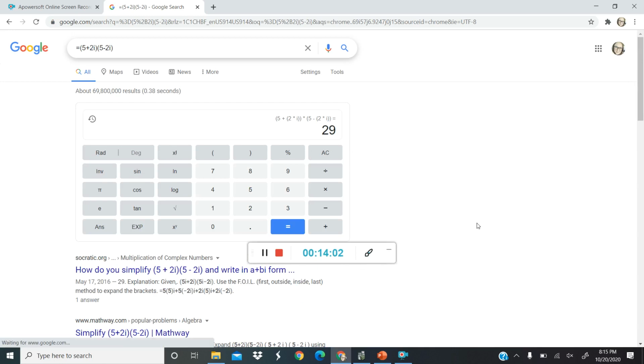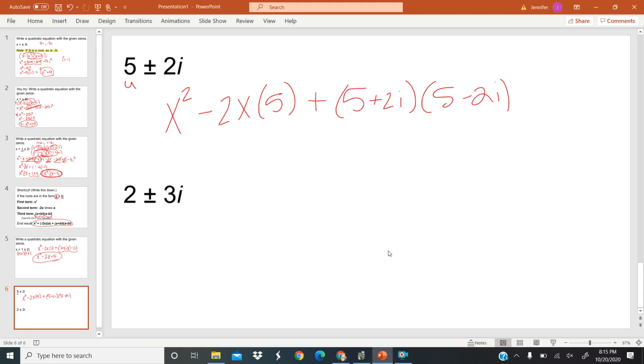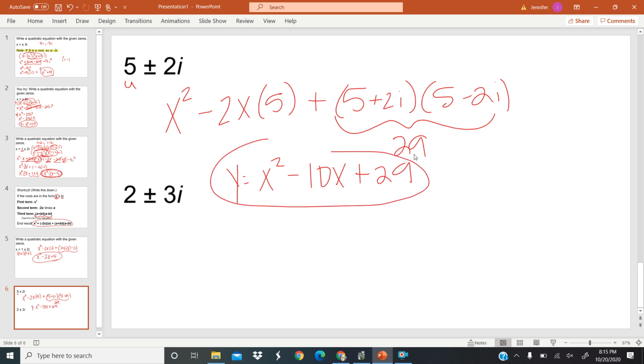So in this case, it would be 29. I would come back over here, and all of that just equals 29. So my equation is going to be x squared minus 2x times 5, which is 10x, plus 29. And it would be y equals all of that.